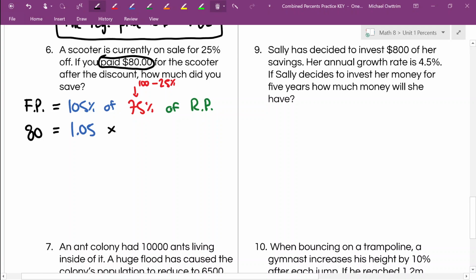Again, I'm going to convert my percents to decimals. And I don't know what the regular price is, so that is my unknown in this situation. Let's use that other solving method here that we talked about in the last question. I'm going to multiply my 1.05 times 0.75 first, and that gives me the answer 0.7875.